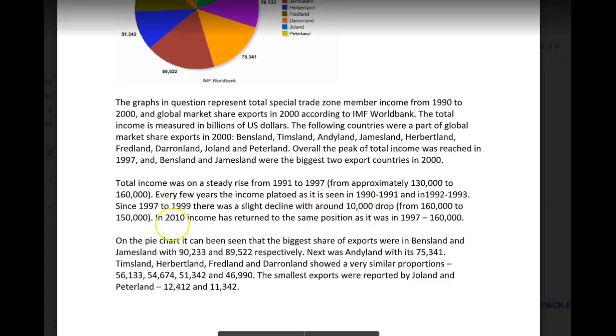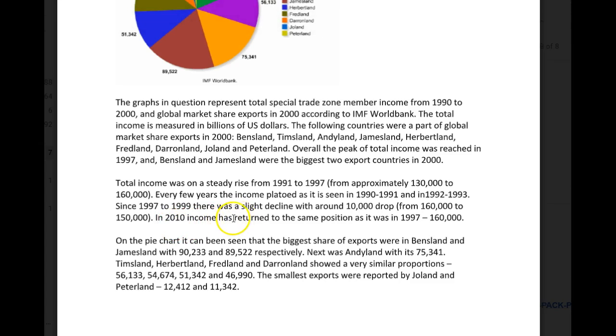Okay, "in 2010, income returned." Now, it shouldn't be present perfect because all this is taking place in the past. There's absolutely no relevance to the present, and we know when it occurred, so it should just be "returned to the same position as it was in 1997." I'm not really a huge fan of this dash as well. It's better to write things fully out. So "at 160,000" would have been more appropriate here. Okay?